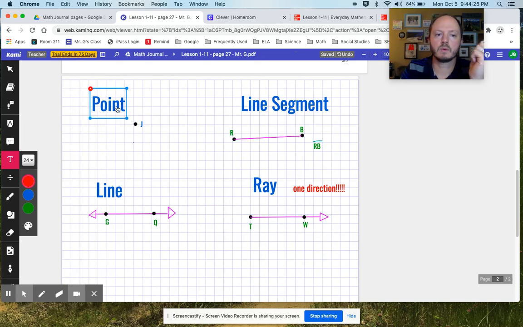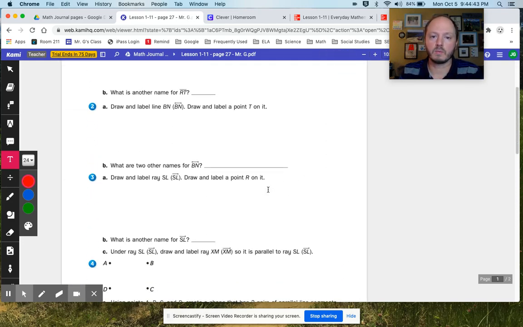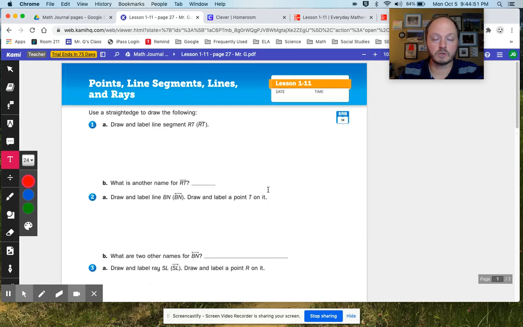So points, line segments, lines, rays, they're all going to be what we think about today in math, and I want you to be able to know how to identify them and draw them in this lesson. And this page is going to help you with that. Let's work through the page on our own. We're going to discuss it in our next class, and we will have additional work with lines, line segments, rays, and points to help us even more and practice even more with it. All right. Have a great day and see you soon.